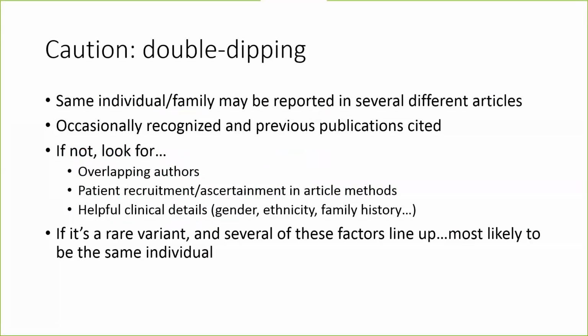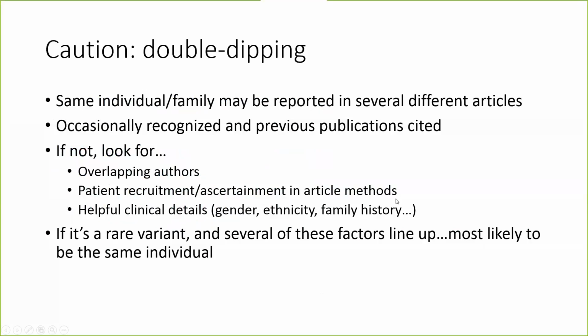Because as we know, for many of our expert panel groups, multiple unrelated probands might ramp up the level of evidence that we're applying for certain criteria, like de novo criteria or phenotype criteria. So what are some clues that can help you understand whether this is the same individual or family that's just been reported multiple times? One thing to look at is overlapping authors. If the patients all seem to be coming from the same research group, more than likely it's the same person being reported multiple times.